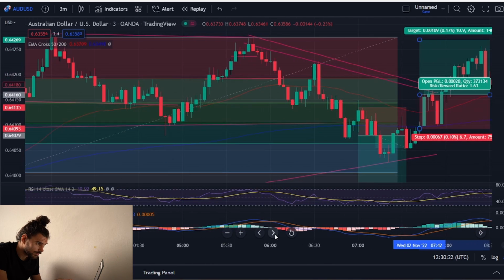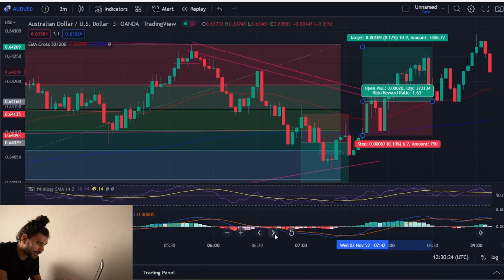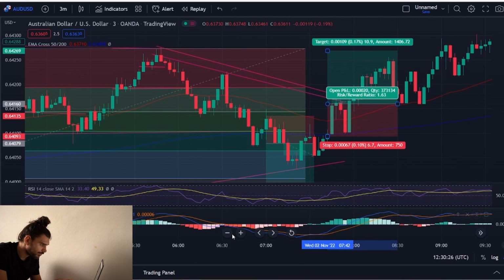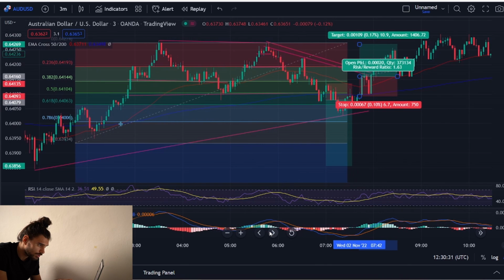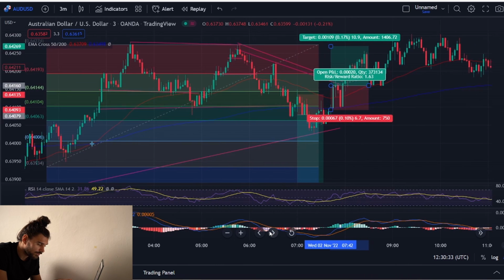And now if I let the market run, the market just goes back and forth, so nothing special here. So this is a setup that I don't like and I wouldn't trade. Now just going back and forth.